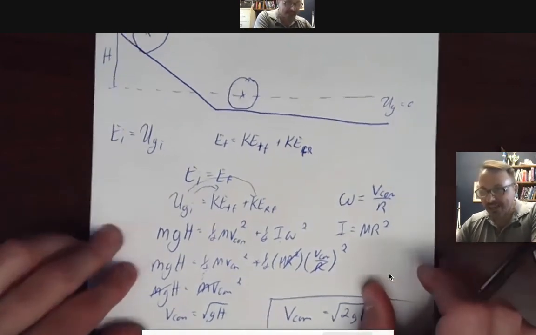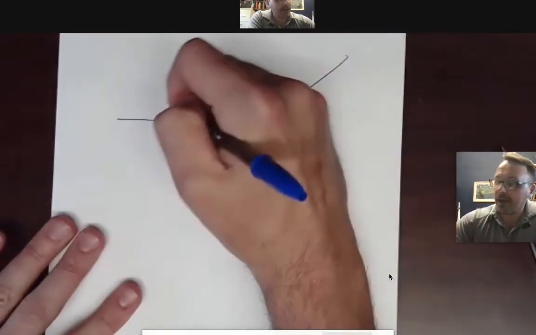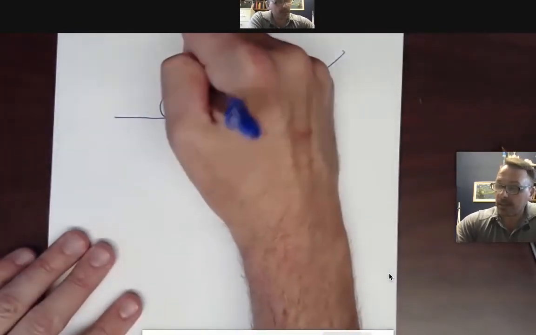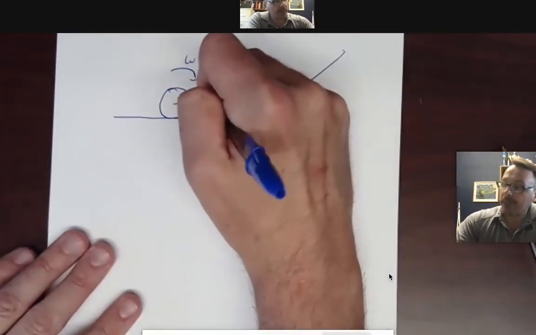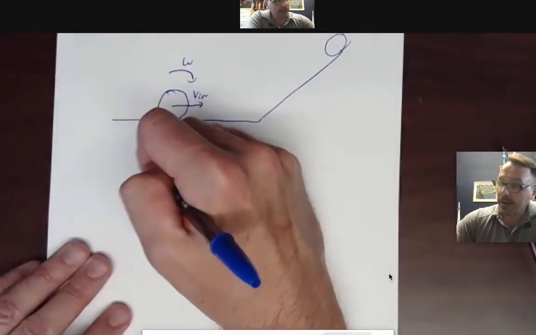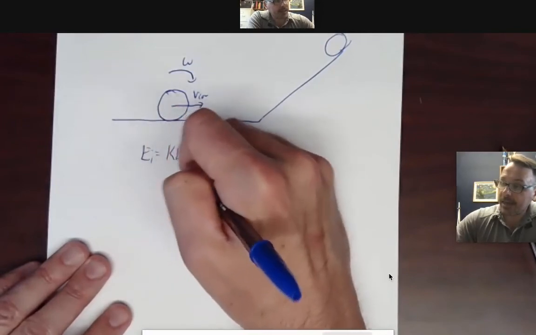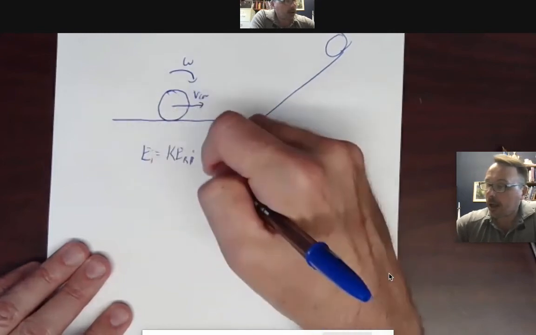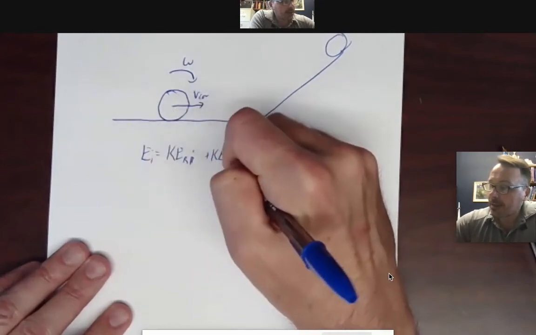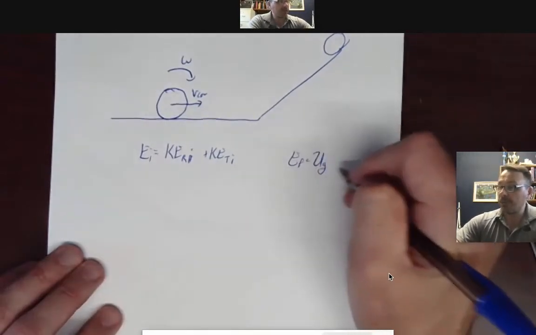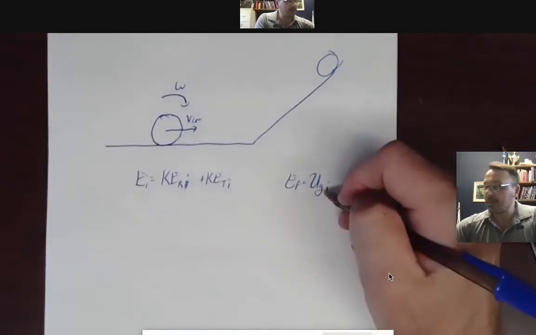Now, an interesting thing on the opposite end of that is if I have an object at the bottom of the hill that's rotating or rolling without slipping, right? So it has omega, it has a v com, and it goes up the hill. Here, initially, my initial energy is kinetic, translational and rotational, so K_Ri plus K_Ti, and it's going to end up with just gravitational potential energy when it comes to rest at the top.